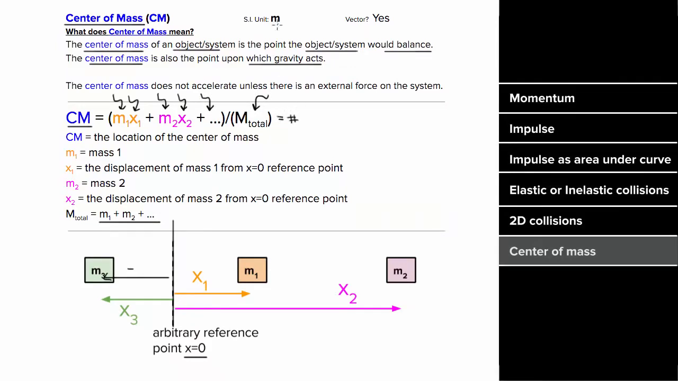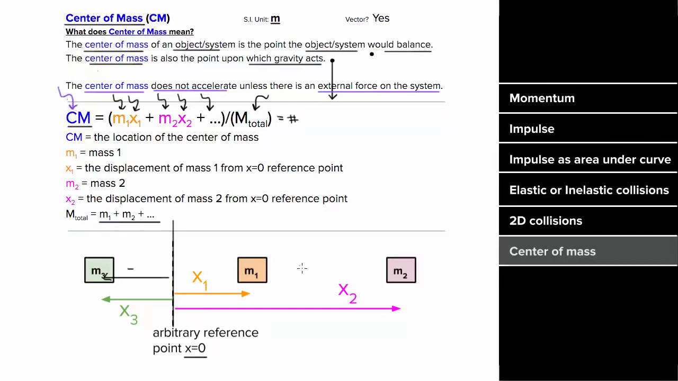The center of mass is going to have units of meters since it's a location: the location where the system or object would balance, and the location where you can treat the entire force of gravity as acting. Something else that's extremely important to remember is that the center of mass of a system will not accelerate unless there's an external force on that system. In other words, the center of mass of a system follows Newton's first law.